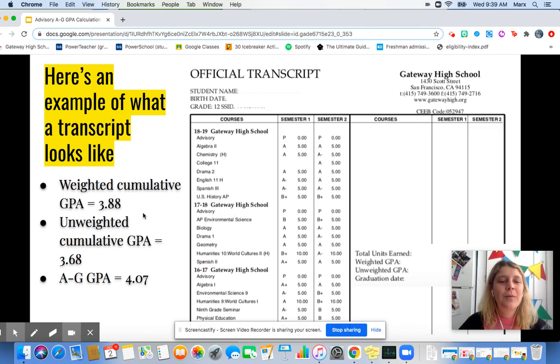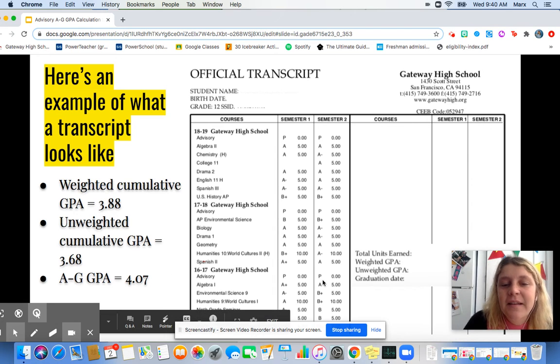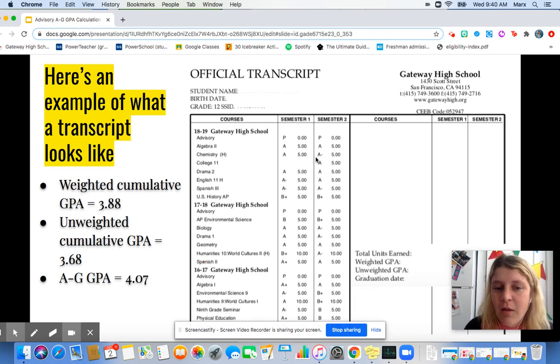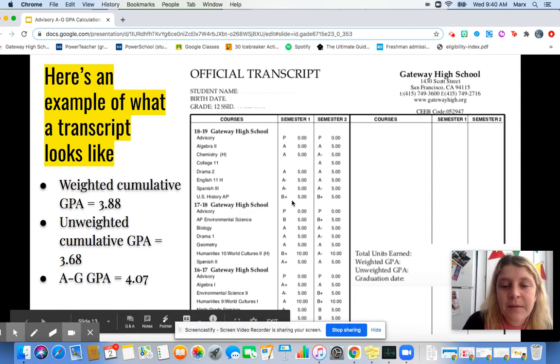Okay, so it will be higher. So this person's A through G GPA was a 4.07. And that's because this student's strongest years were in 10th and 11th grade. So they did really well all three of these years. But they had a bit more B's in 9th grade, and they didn't have AP and honors courses in 9th grade. So when you just look at their 10th and 11th grade and calculate the A through G GPA, it's even higher than what their cumulative GPA is.